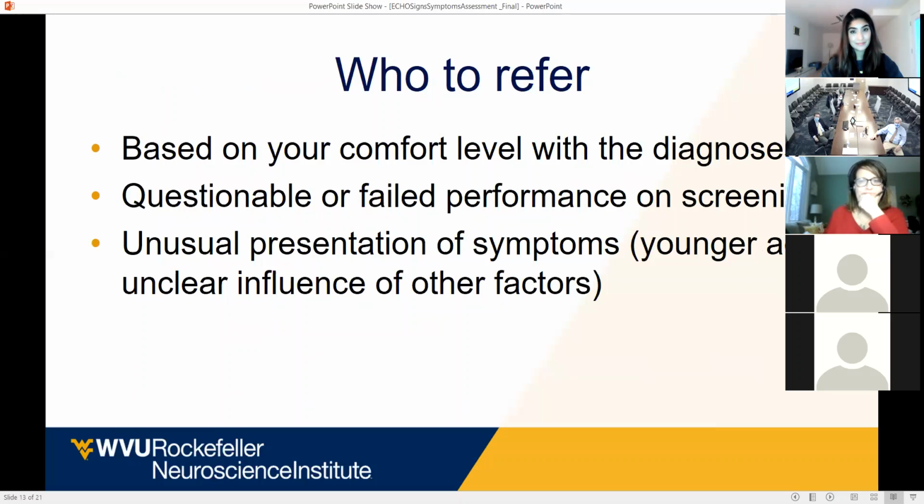Okay. So who do you refer? So you have this information, you get these screens. When do you actually do something with this? Or what is it that you do with this? You know, if you're a primary care practitioner, it comes down to what your comfort level is with these diagnoses and what you should do. If you're comfortable with it, you may not need to refer. You may recognize this and see this.